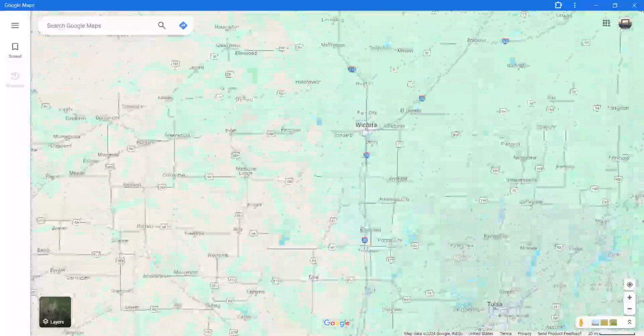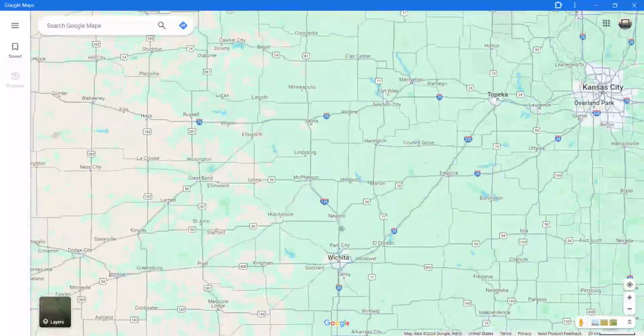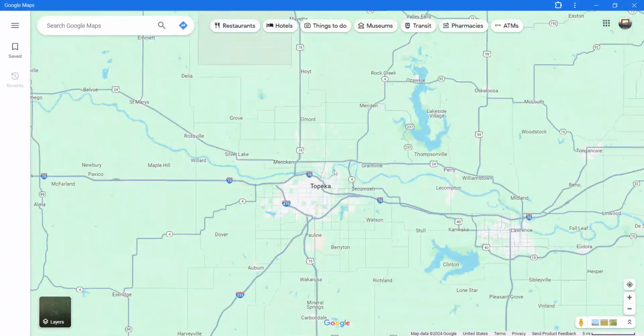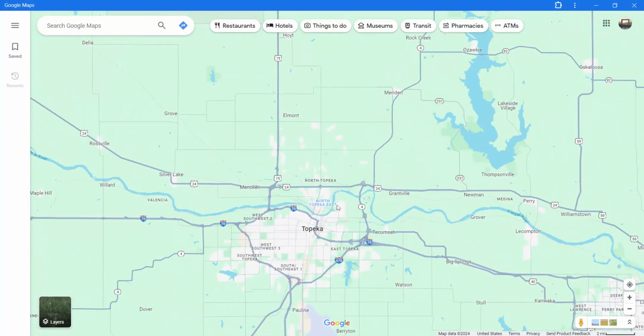Again, north up to the state of Kansas and its capital, Topeka. Topeka is the capital of Kansas.